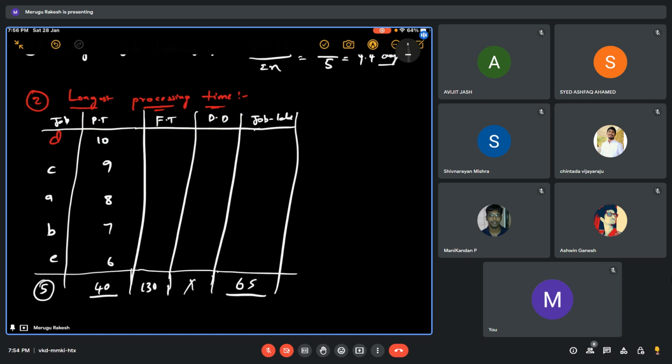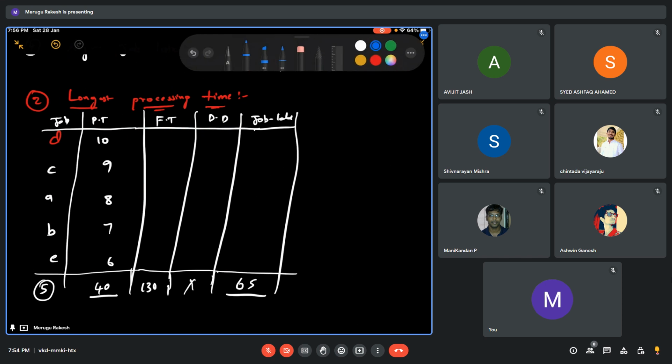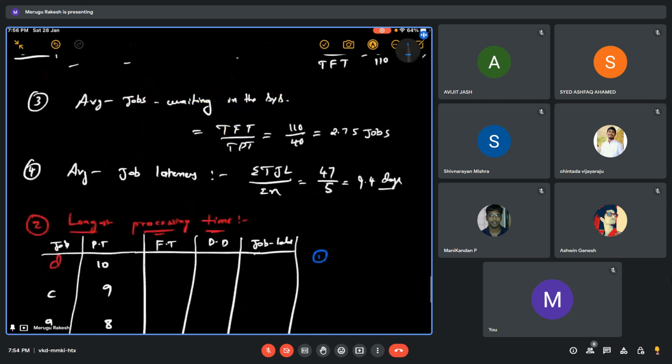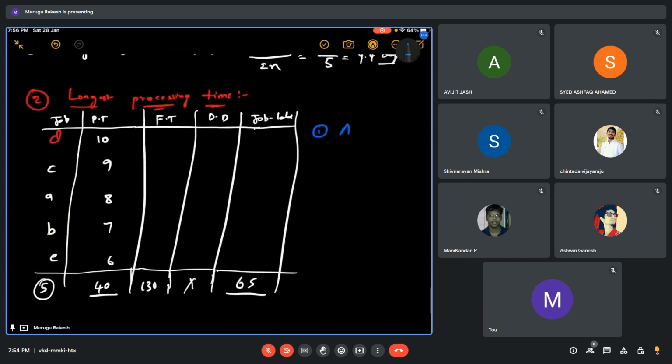So I'm writing all these parameters that I discussed. First one is average completion time, that is ACT, average completion time.